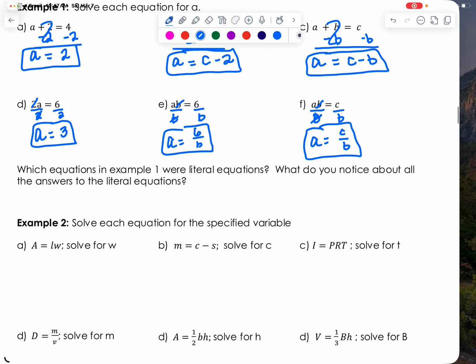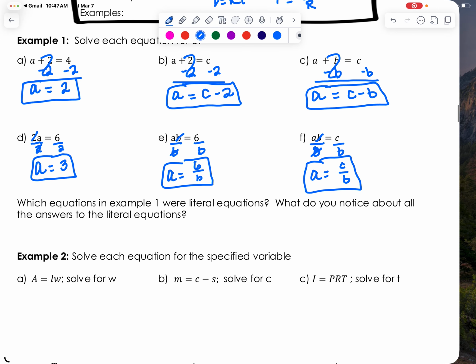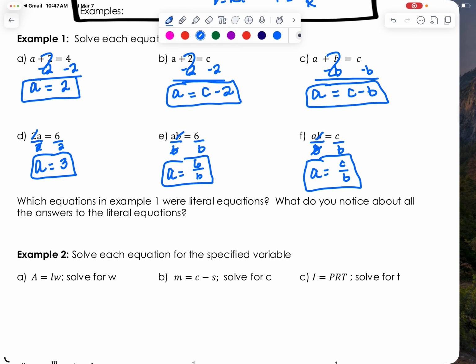All right, now here's a question. Which equations in example 1 were literal equations? And what do you notice about all the answers to literal equations? So pause the video, think about the question, and write down your answer.